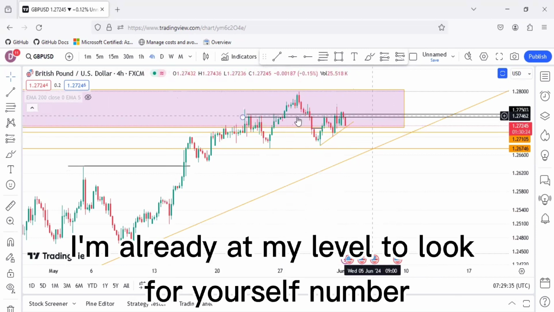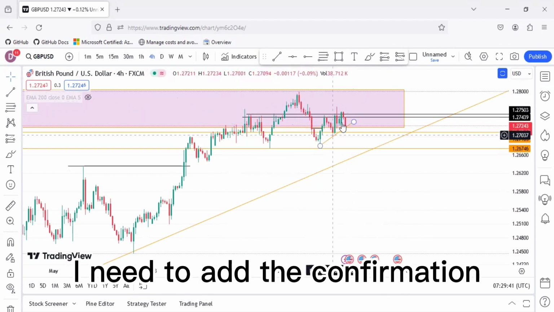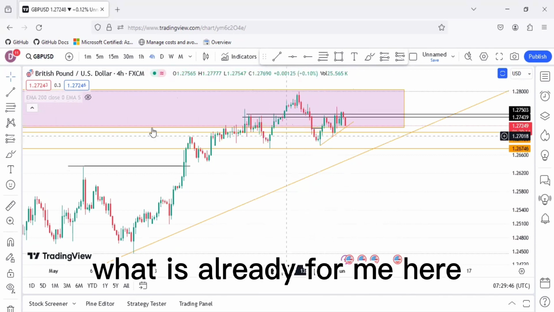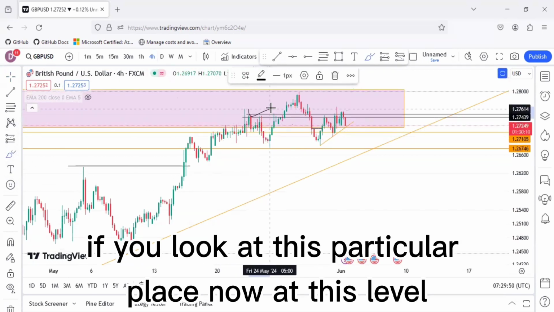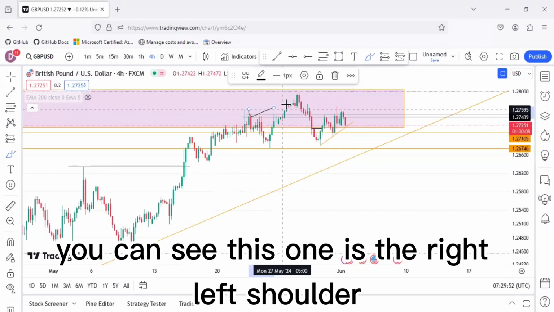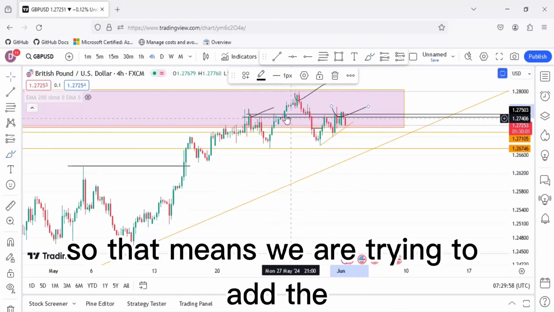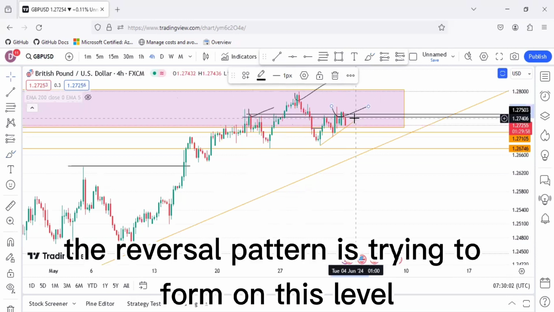I know I'm already at my level to look for a sell now, but before I click that sell button, I need to have a confirmation, and one of the confirmations that I'm waiting for is what is already forming here. If you look at this particular place now, at this level, you can say this one is the left shoulder, this is the head, and this is our right shoulder. Okay, so that means we are trying to have a head and shoulders pattern, which is a reversal pattern, trying to form at this level.